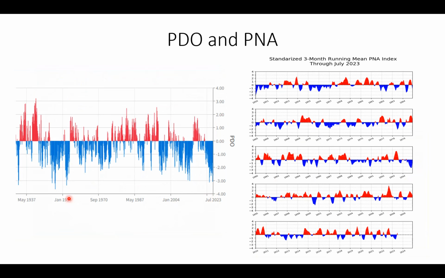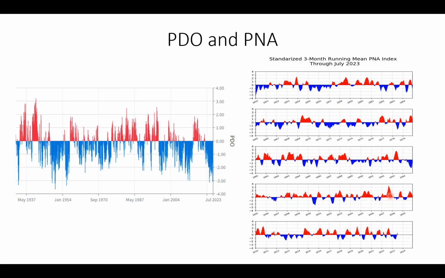Here are some examples of the PDO phases over the years. This is going back into the 1930s. I'm just showing you how some of the decades were dominated by more negative PDO phases, and then other decades were dominated more by the positive phase of the PDO. You can see most recently we had a La Nina plus a negative PDO going on the last couple winters, and we've seen a pretty significantly negative phase PDO here.